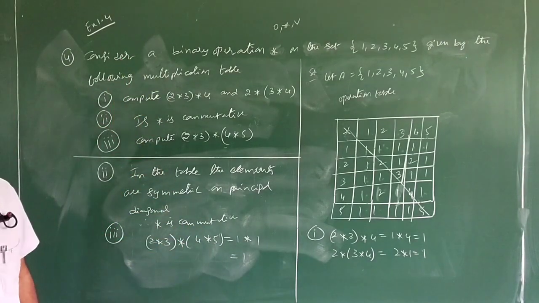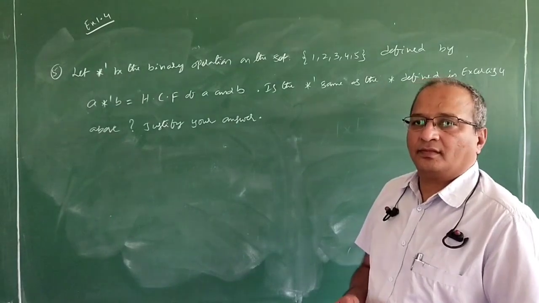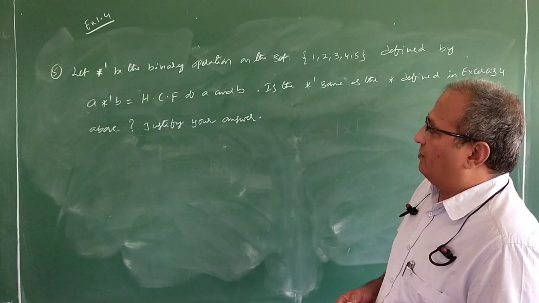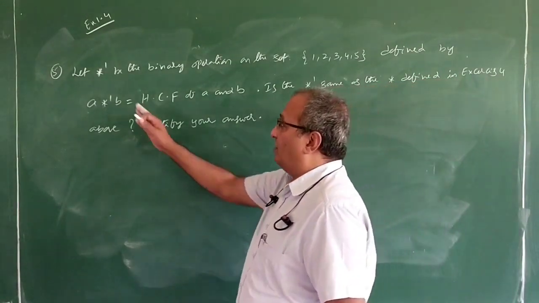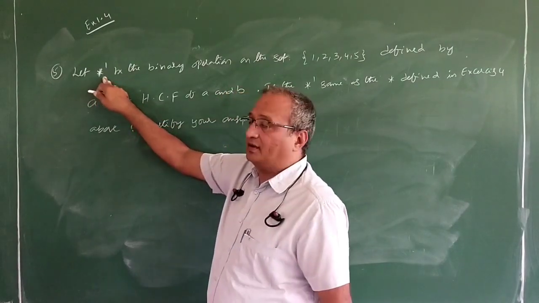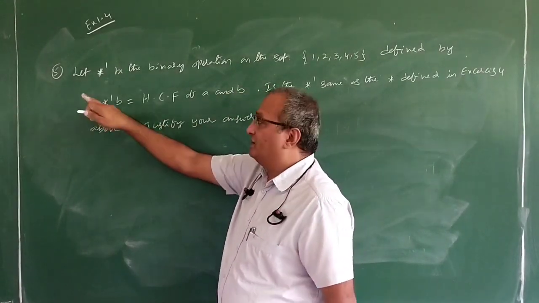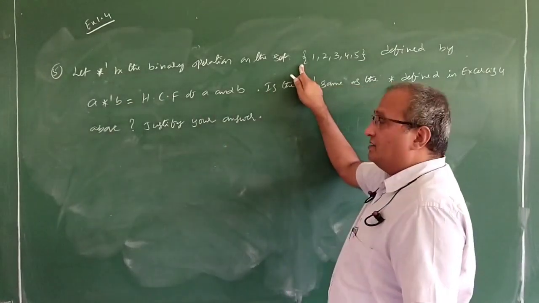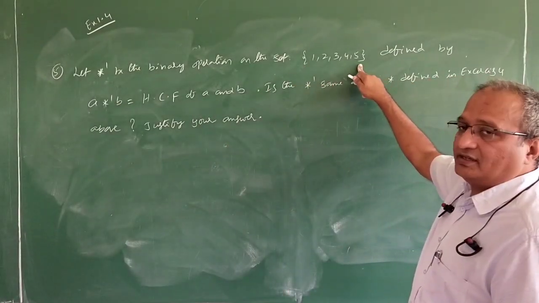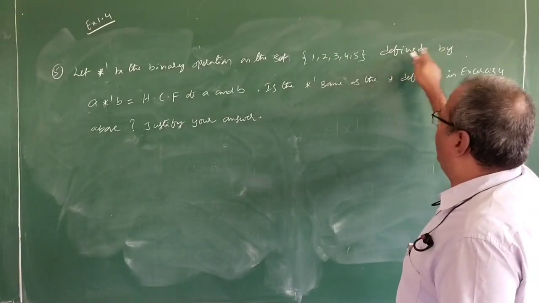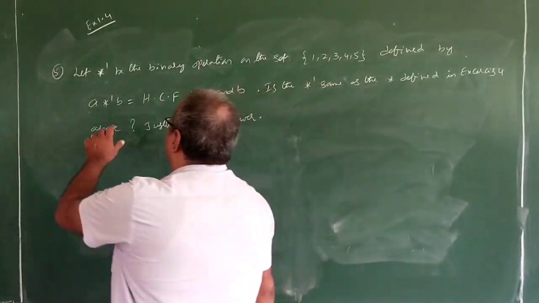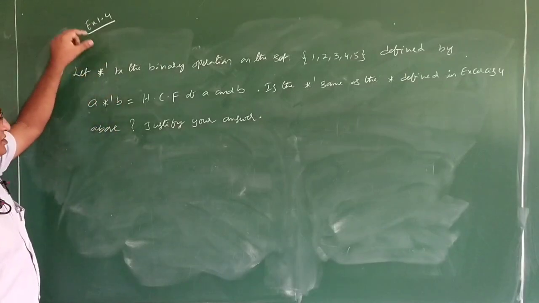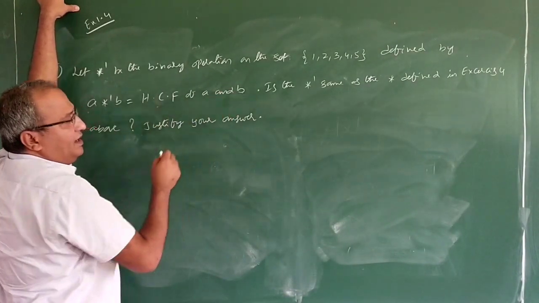Okay. Next, go to the fifth problem. See this fifth problem. I already told you star, cap, something binary. Here star dash is given. So let star dash be the binary operation on the set. In the last 3 problems it is the same set only. Defined by A star dash B is equal to HCF of A and B.